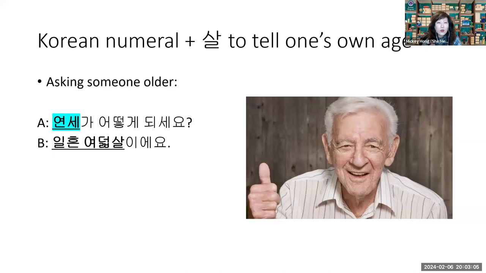So asking age with somebody who is definitely older, senior, use 연세 instead of 나이. 연세가 어떻게 되세요? That's how you ask somebody who is usually much older what their age is. The expression for asking information about somebody, 어떻게 되세요, is in place, and the noun 나이, age, is replaced with the honorific 연세. 78살이에요. Okay.